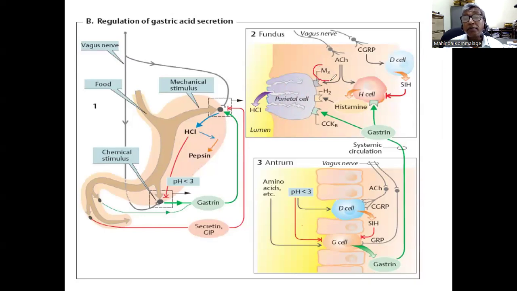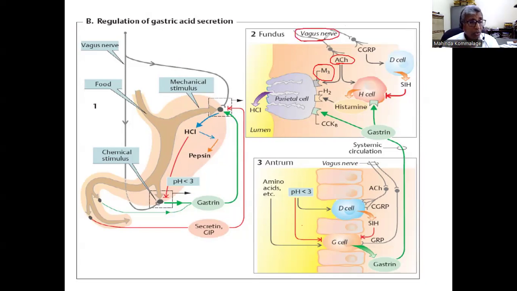M receptor, right? Acetylcholine secreted from the vagus nerve will act on the M receptor, right? So acetylcholine secreted from the vagus nerve will stimulate the M receptor. So the M3 receptor, or M receptor, is the receptor for acetylcholine, which is secreted from the vagus nerve. You can see it's the vagus nerve, right?